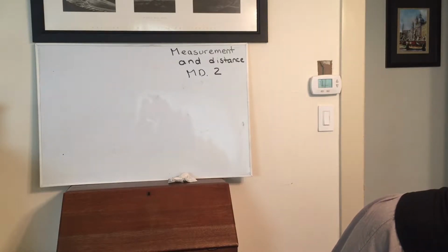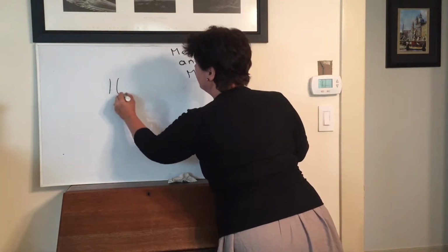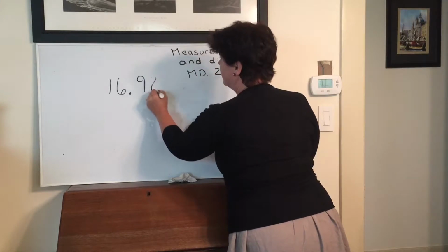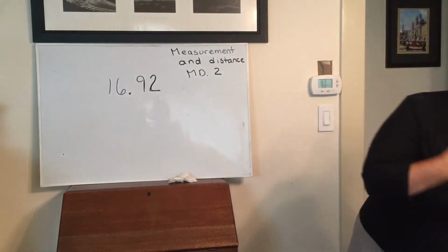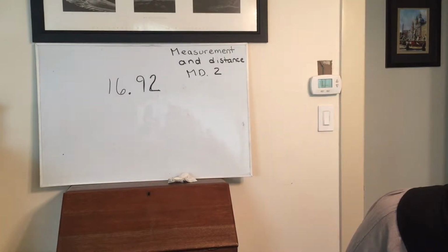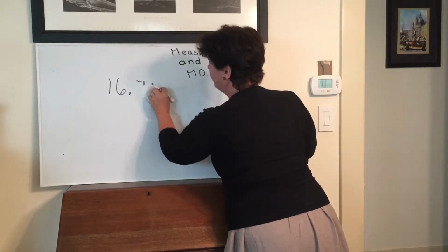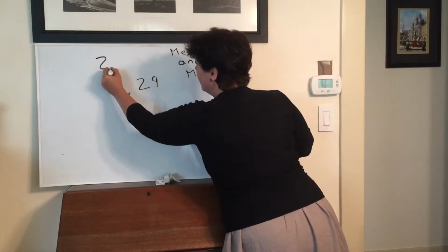Tim bought a train ticket for $16.29. You'll notice I said "and" because a decimal is what you use to say "and." $16.29, and he paid with a $20 bill.